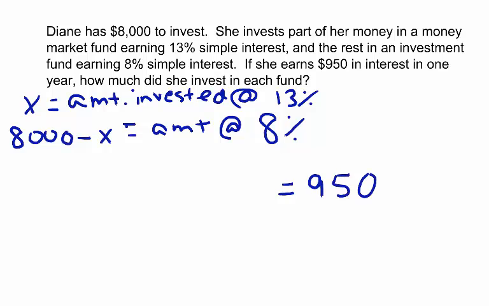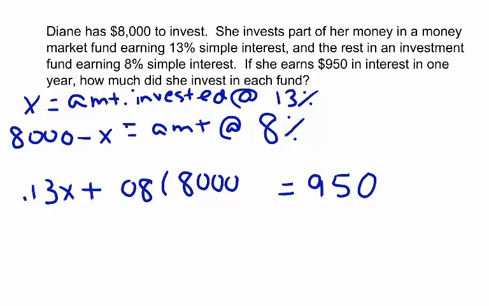Therefore, I can say that the amount invested at 13%, which we'll call 0.13x, plus the amount invested at 8%, 0.08 times (8,000 minus x), is equal to the total amount of her investment, $950. Now we need to solve the equation.